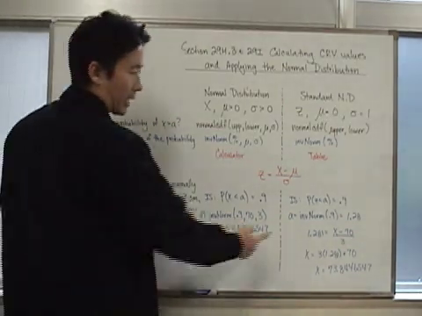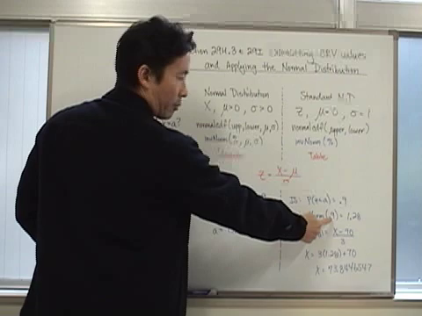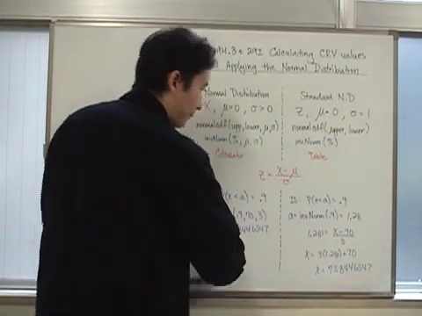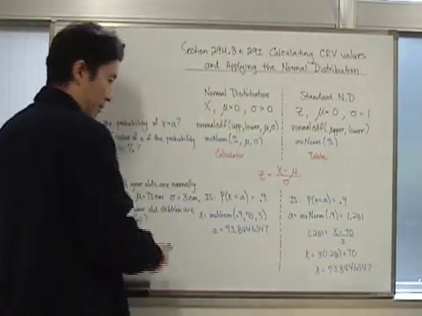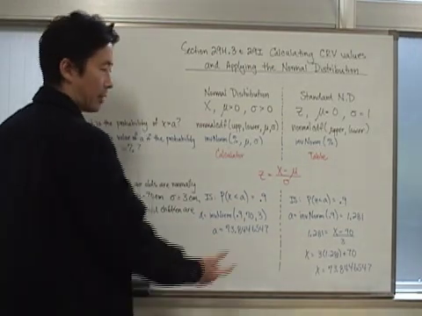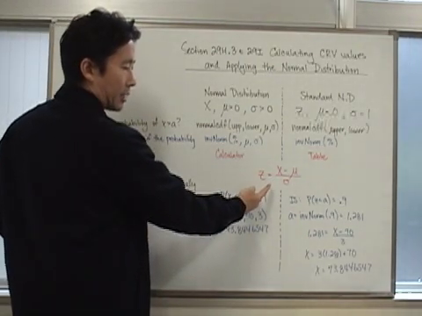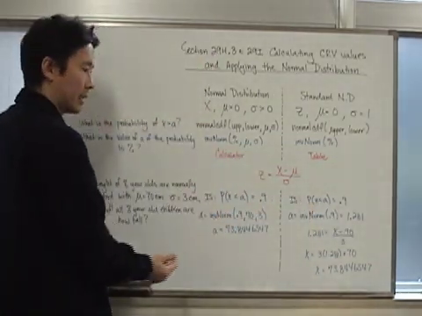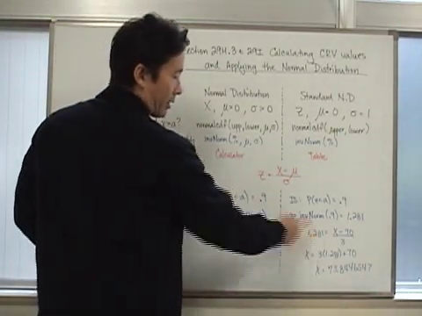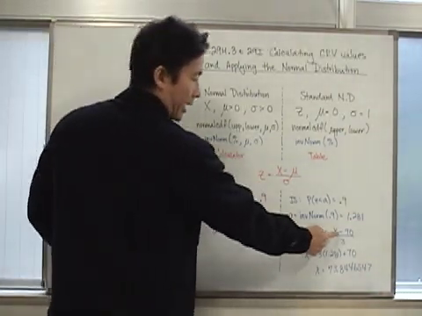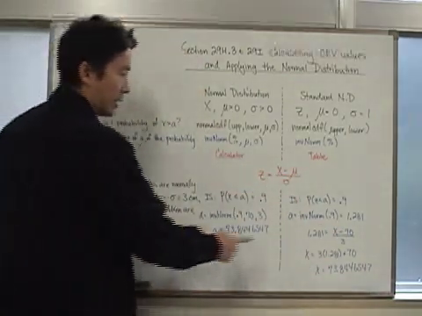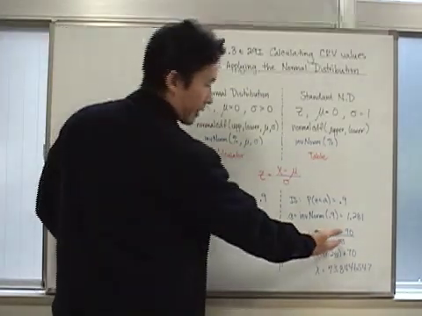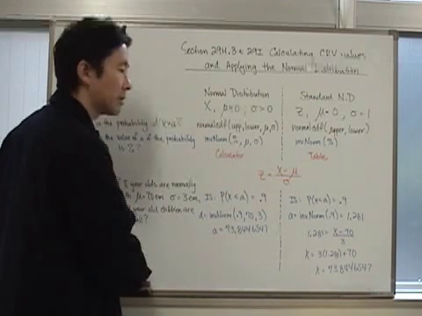So notice again that when I calculate what the value of A is by saying inverse norm of 0.9, that's going to give me a value of 1.281. Now what I need to do next is use this very valuable relationship here to determine what the x value is, since this really is determining a z value. So I say, okay, 1.281, which is the z value, is equal to x minus the mean, which we know is 70, divided by the standard deviation, which we also said was 3. After this, it's just a matter of calculating the value of x using our normal algebra techniques.